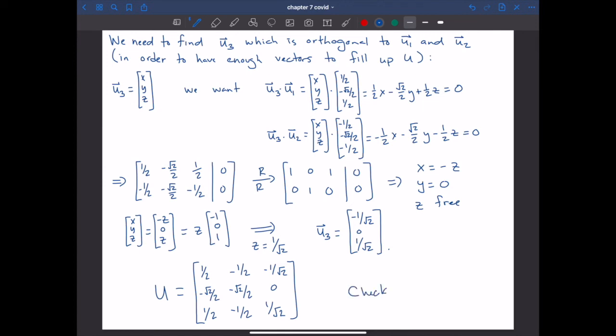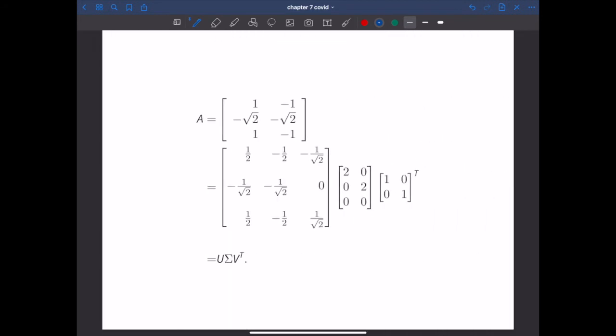We want to check that our original matrix, which was A, is indeed equal to U times sigma times V transpose. And we can take a look at the next slide, and that is indeed the case. This is our U matrix, this is our sigma, and this is our V transpose. And when we multiply them together, we do indeed get the A matrix here.